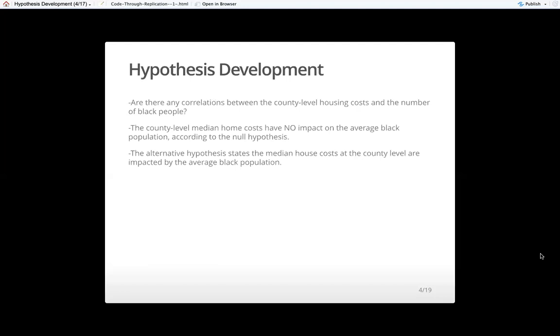The hypothesis development is basically the question: are there any correlations between the county level housing costs and the number of Black people? The county level median home costs have no impact on the average Black population, according to the null hypothesis. The alternative hypothesis, on the other hand, states that the median house costs at the entry level are impacted by the average Black population.